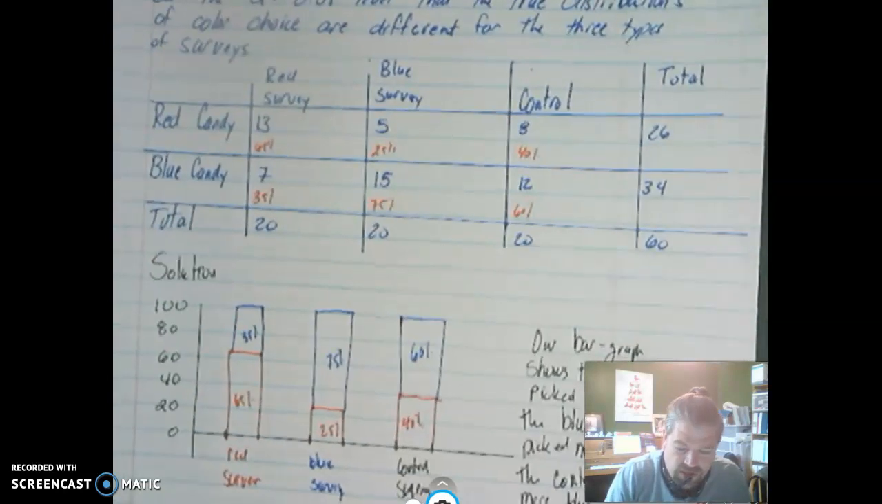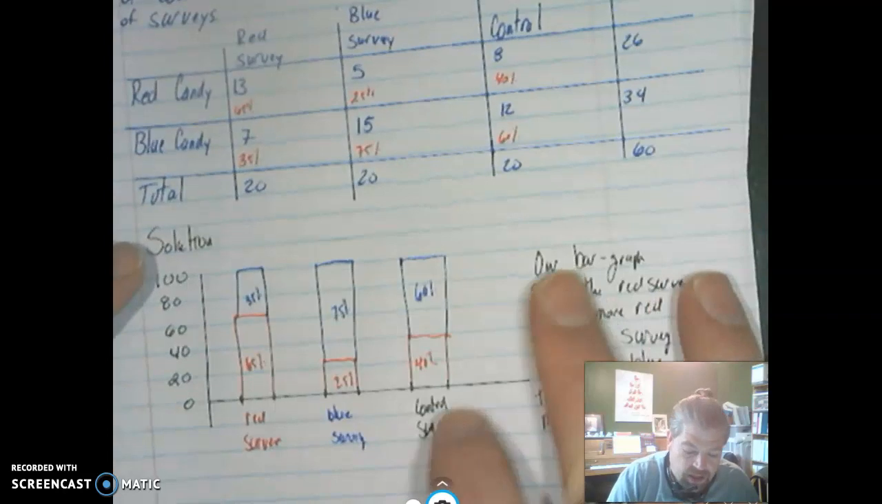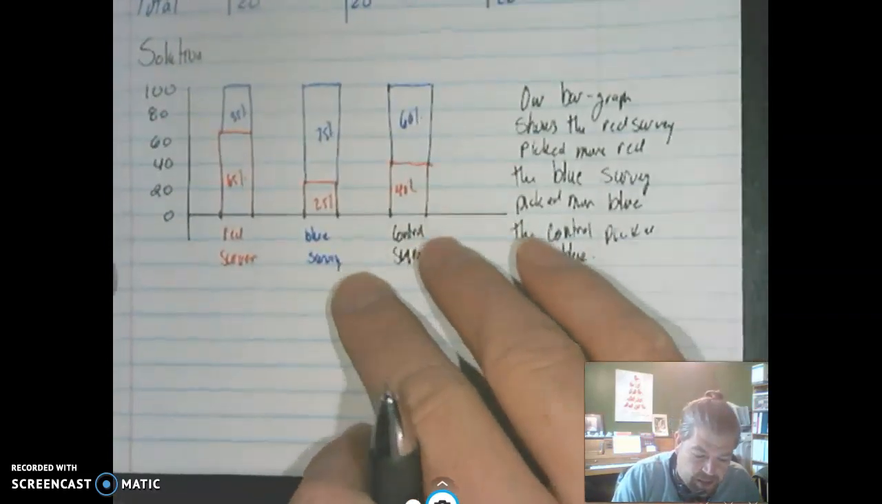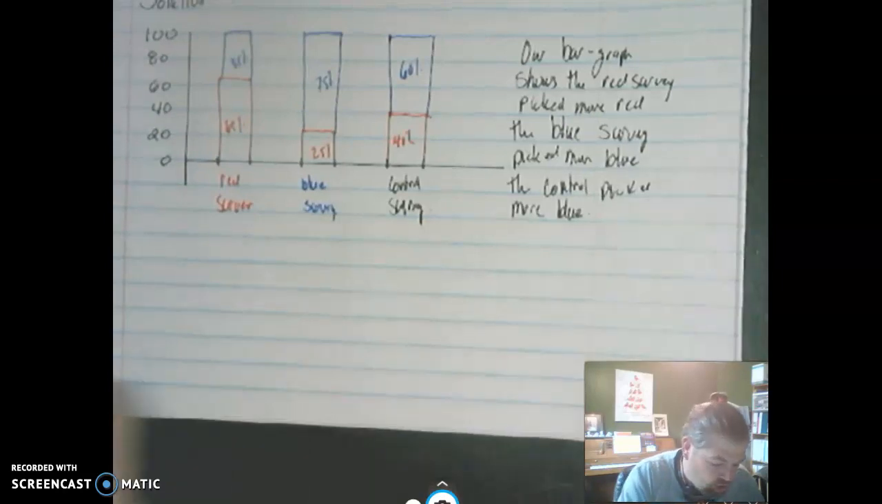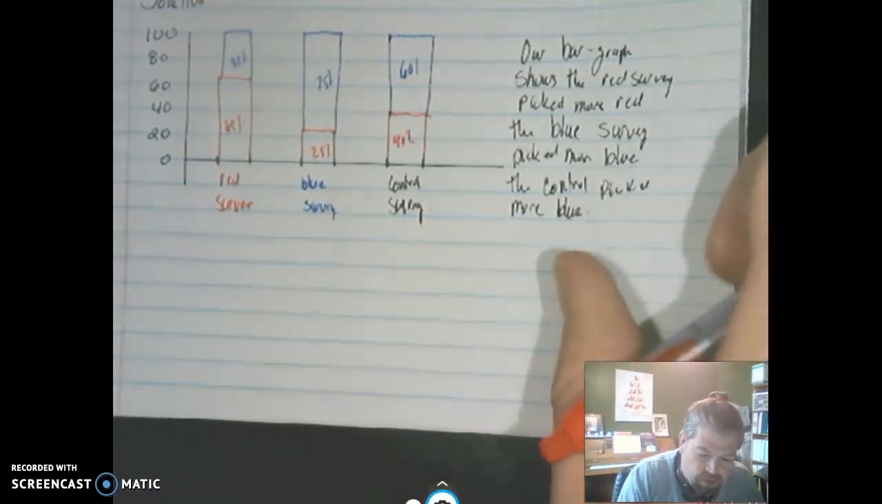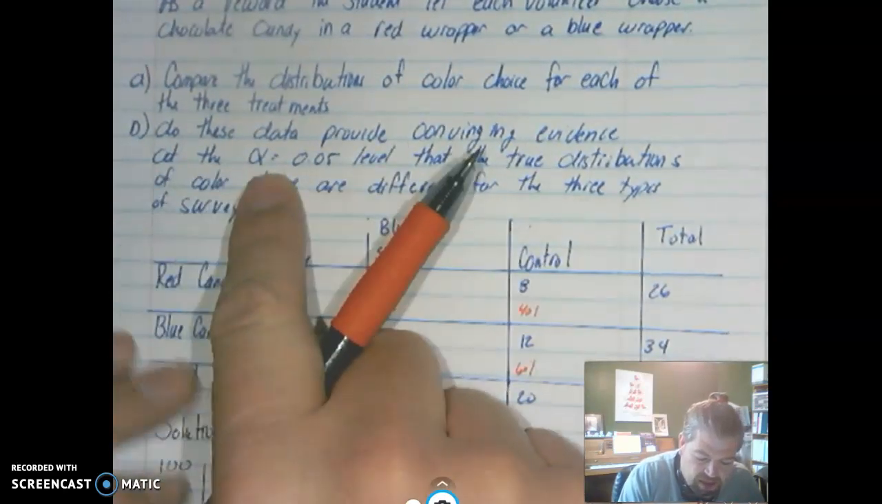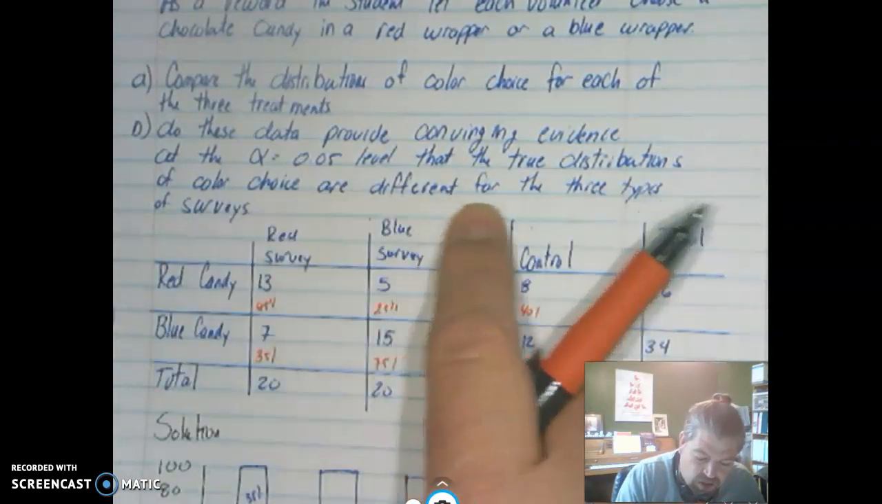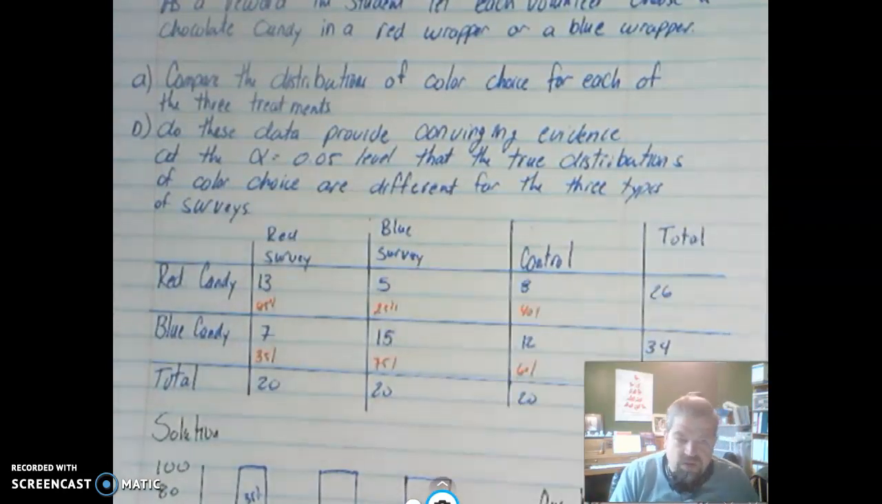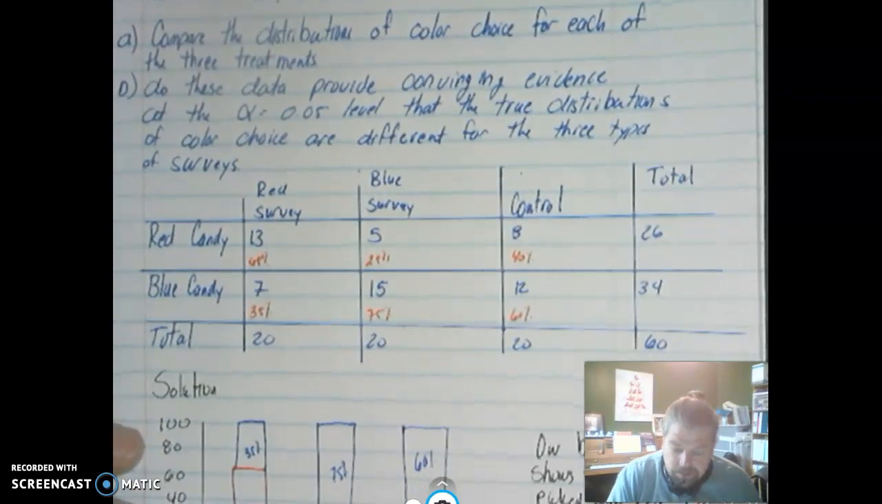Alright, so we're going to finish up our candy question. We already did the bar graph, we compared the data. Okay, so the second part asks us, do these data provide convincing evidence at the significance level of 0.05 that the true distributions of color choices are different for the three types of surveys. So we're going to do that.